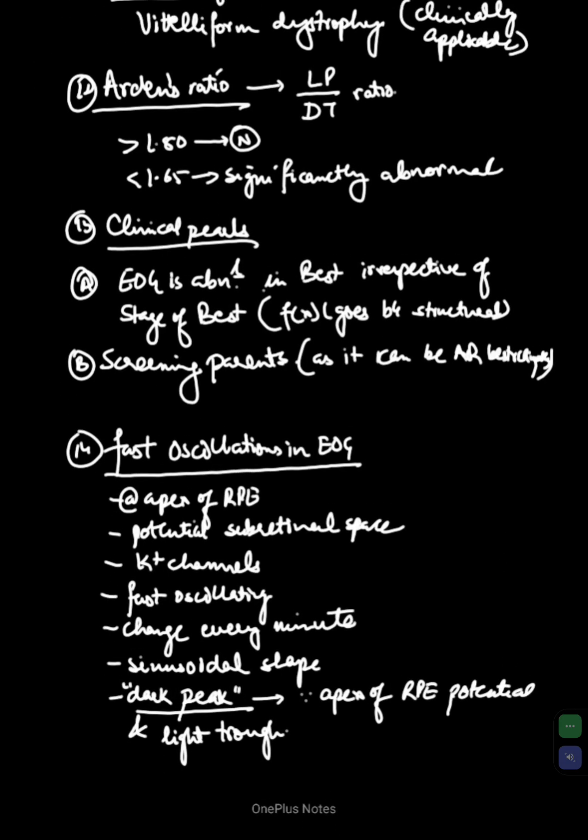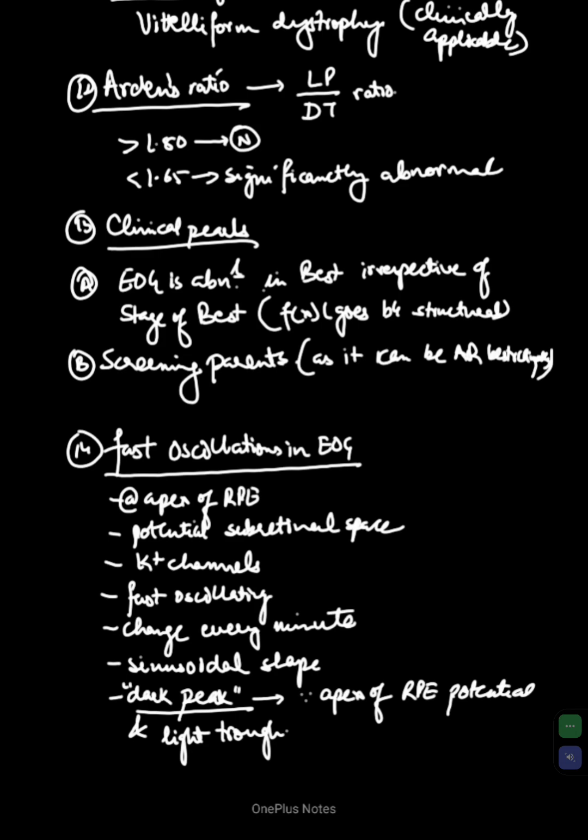What are the fast oscillations in EOG? Fast oscillations in EOG come from the apex of the RPE, and it is because there is a potential in the subretinal space. And which channels are there for the fast oscillations in EOG? The potassium channels which are present at the apex of the RPE. These are the fast oscillator potentials. They change every minute. These give a sinusoidal shape.